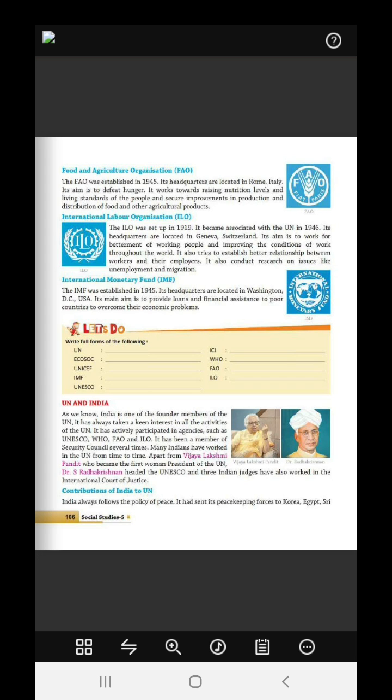International Monetary Fund. The IMF was established in 1945. Its headquarters are in Washington, D.C., USA. Its main aim is to provide loans and financial assistance to poor countries and to help them overcome their economic problems.